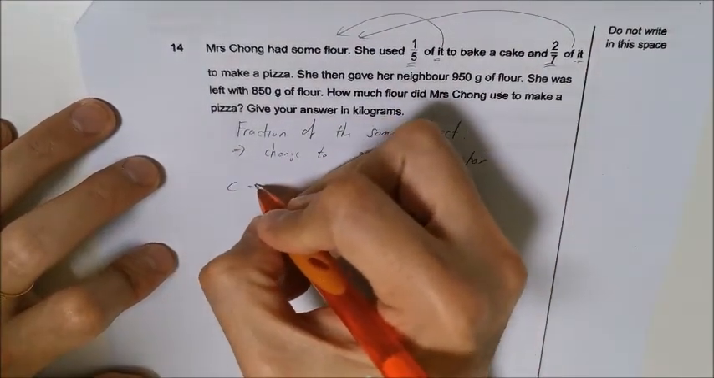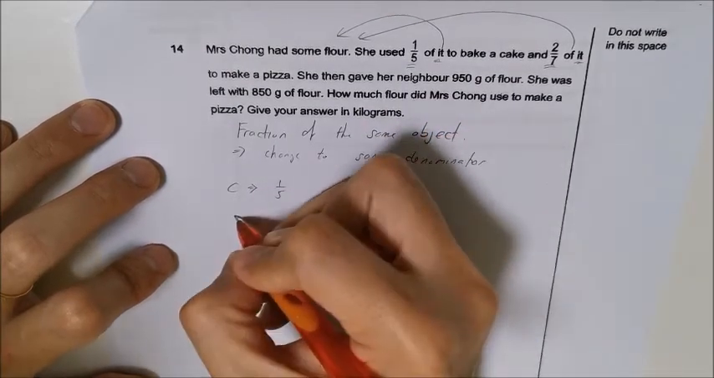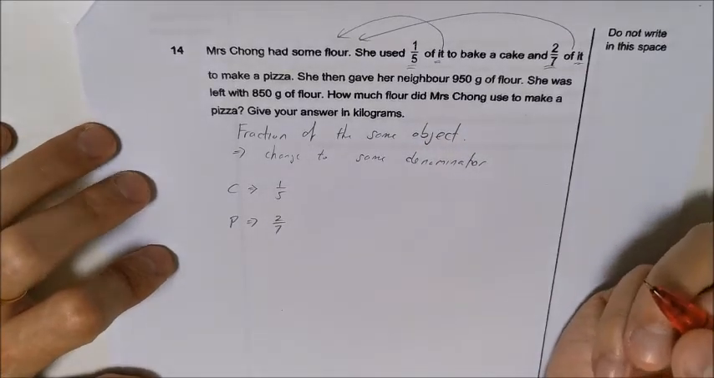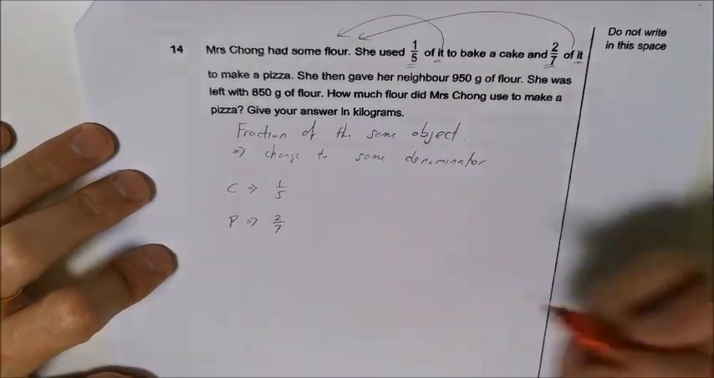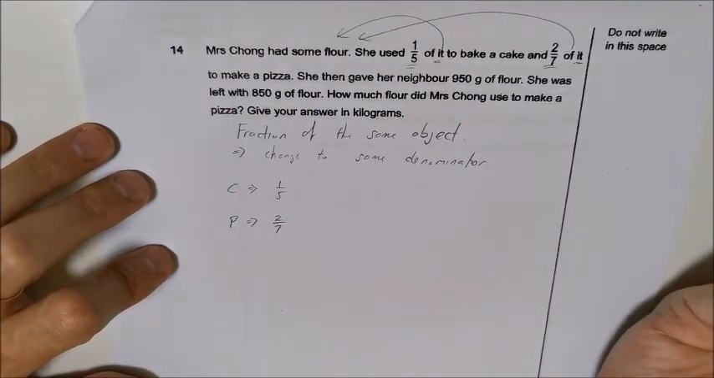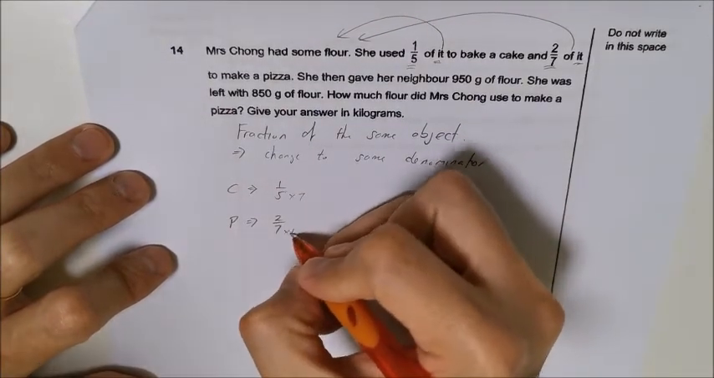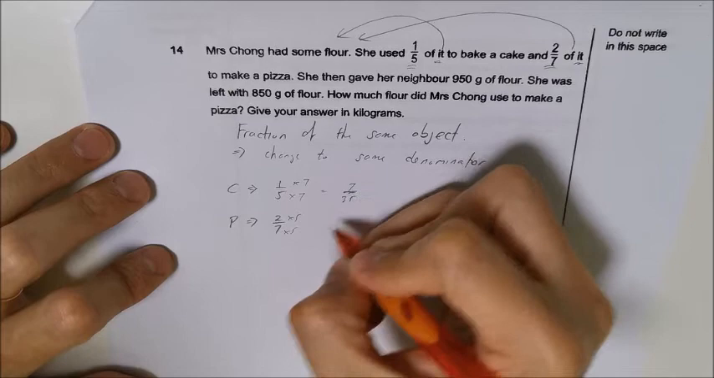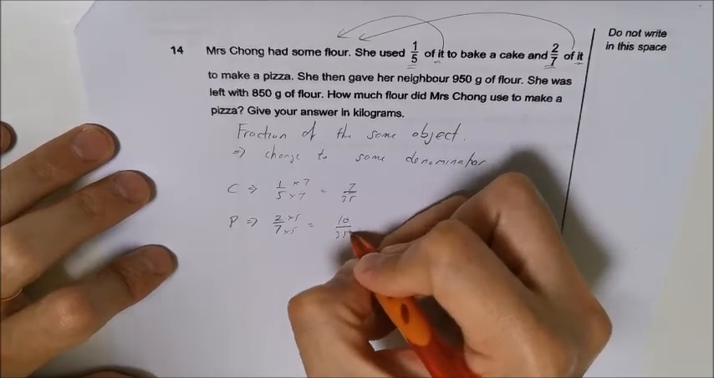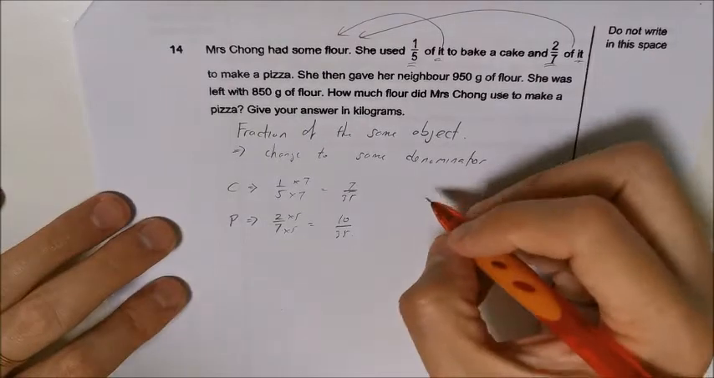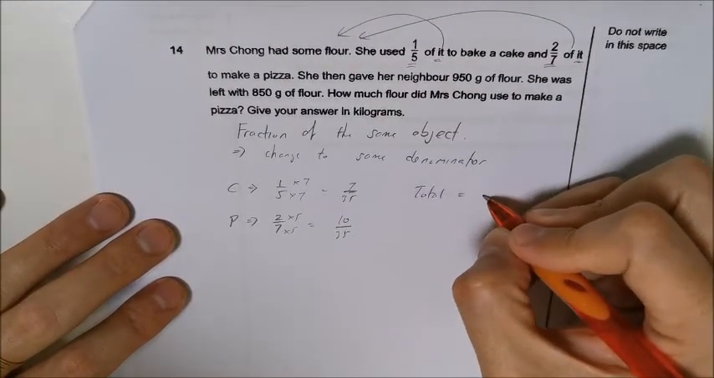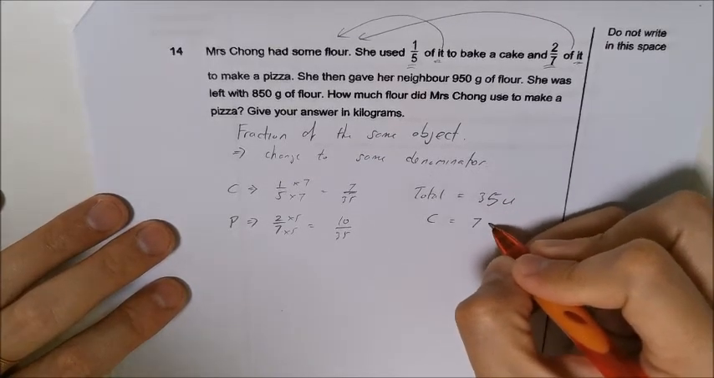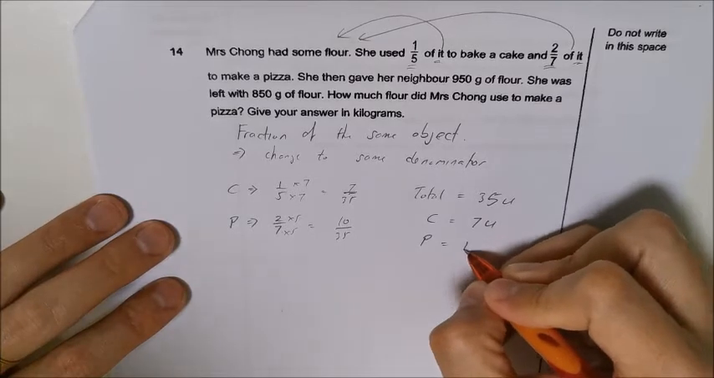So how to change to the same denominator? I have the cake having a fraction of 1/5 and the pizza having a fraction of 2 over 7. Change this to the same denominator. For 5 and 7, the lowest common multiple is 35. So times 7, times 5, I will have 7 over 35 and 10 over 35. So what do I mean? It means the total number of units will be 35 units. Cake is 7 units. Pizza is 10 units.